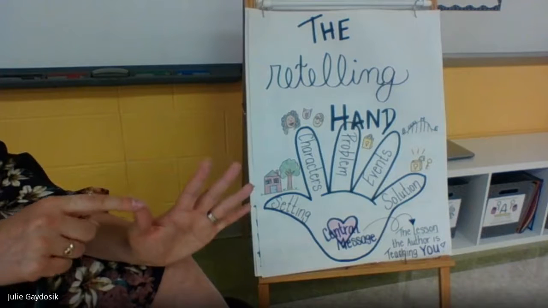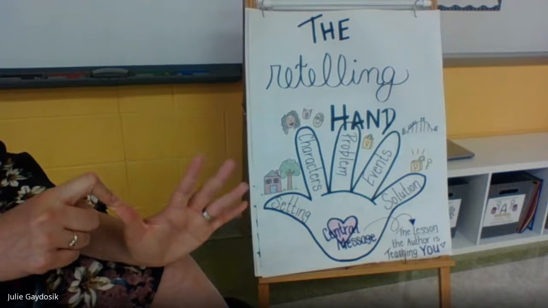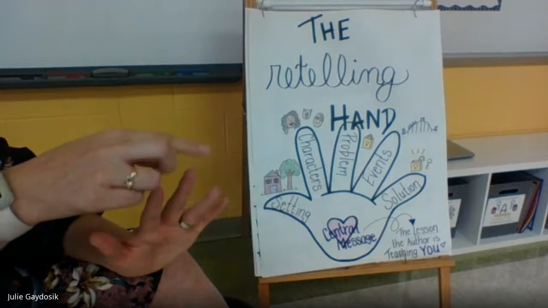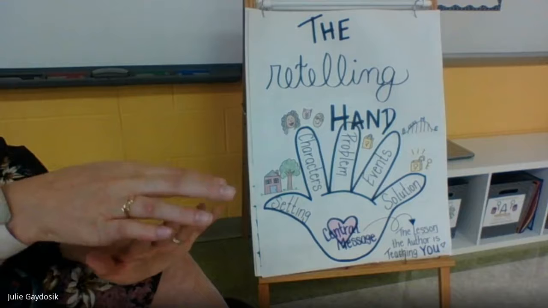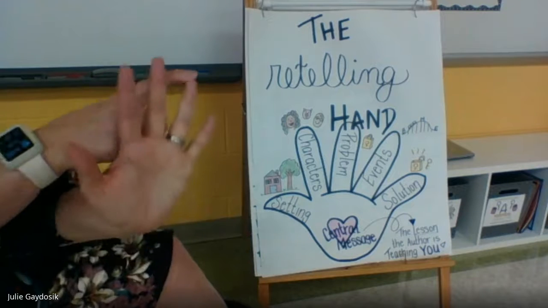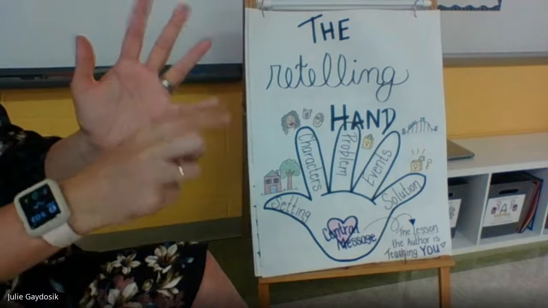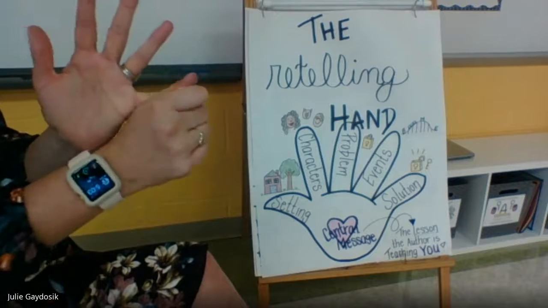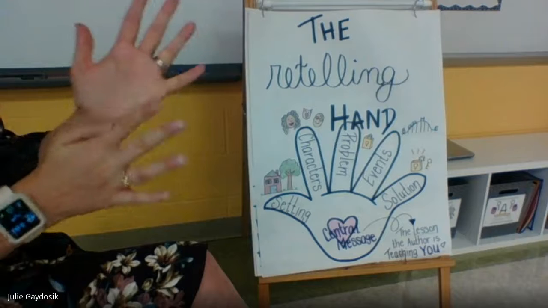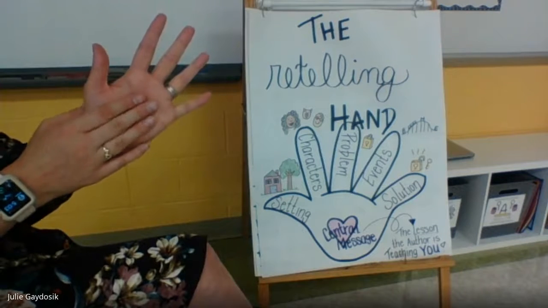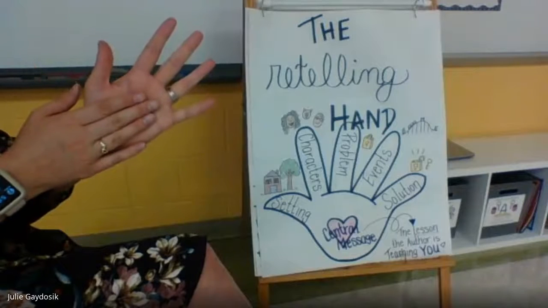Remember, setting is where the story takes place. When does the story take place? Characters, who are in the story. Problem, what goes wrong in the story. Events, this is where you're talking about beginning, middle, and end. And then the final one is the solution. So how is that problem solved? And then remember, the lesson or central message is in the palm of your hand, but we'll get into that more throughout the rest of the school year.